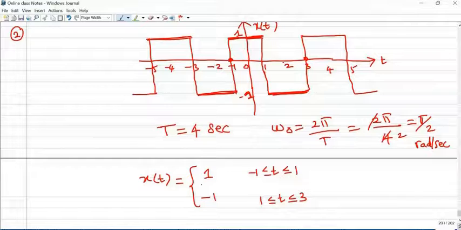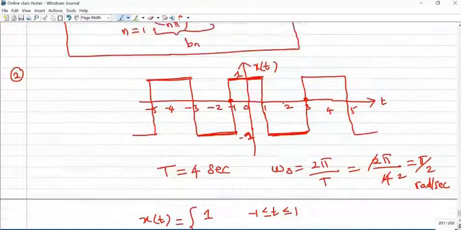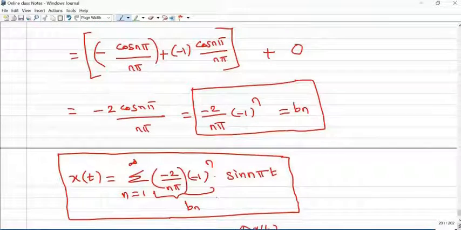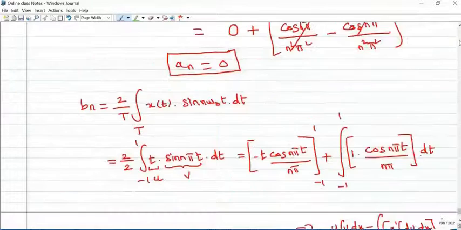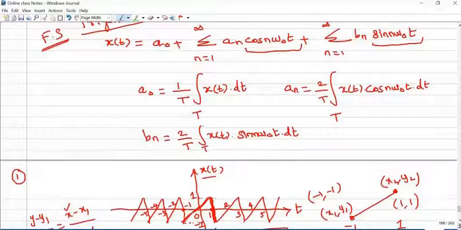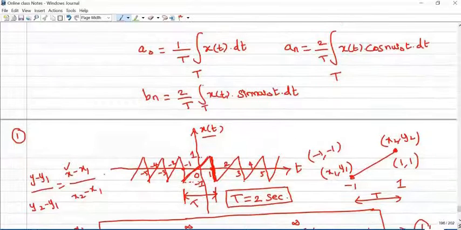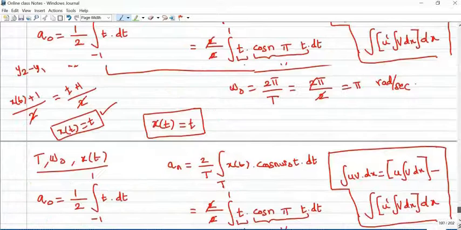Now the mathematical expression for x of t. This looks like a digital signal. It has a constant magnitude of 1 from t equal to minus 1 to 1. And from t equal to 1 to 3, the magnitude is minus 1. In the previous problem, we calculated the expression for x of t by assuming a straight line through points x1, y1 and x2, y2. With the help of this simple formula, it's easy to find the expression for x of t.